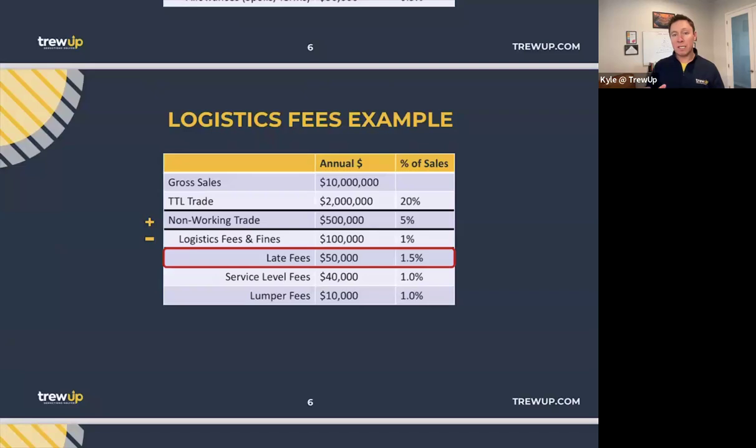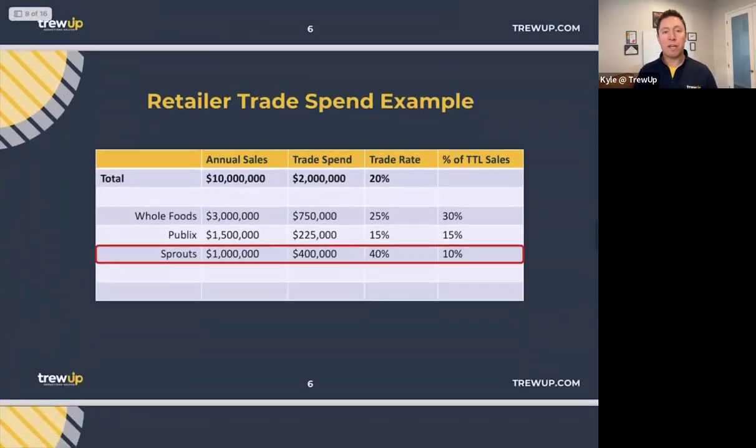So within this example, hopefully that demonstrates how within non-working trade, there's some low-hanging fruit that we can grab onto, and it's real dollars. They're real dollars that we can reduce and eliminate, and then we can take the 50,000 and redeploy it back into our business to drive sales on the top line. Next, we've got a retailer trade spend example for you.